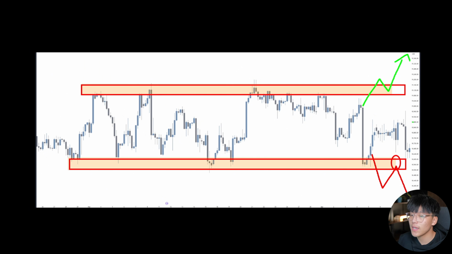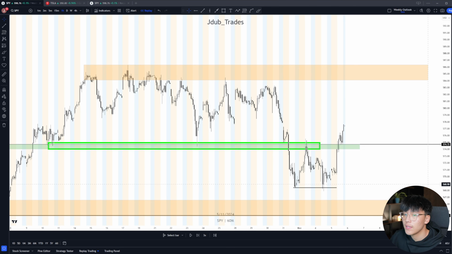So with this being said, let's go on to the TradingView chart, and let's go over some examples in real time. So right here, you can see that we're on SPY. The key level that I have marked out is this 174. You can see this previous support turn into resistance.